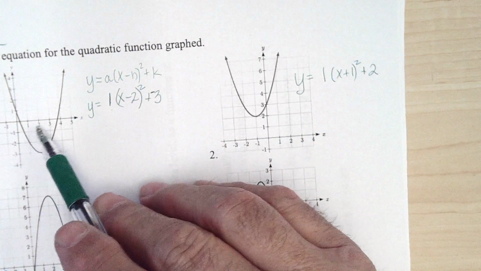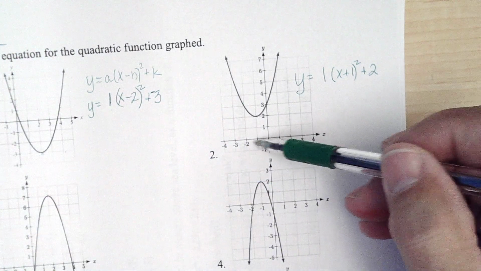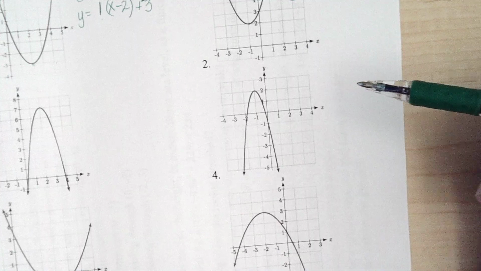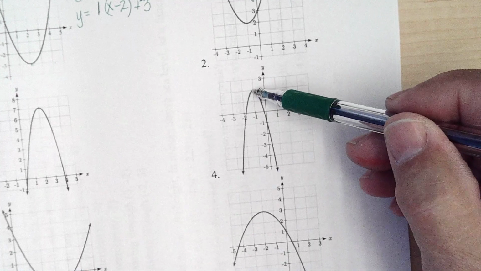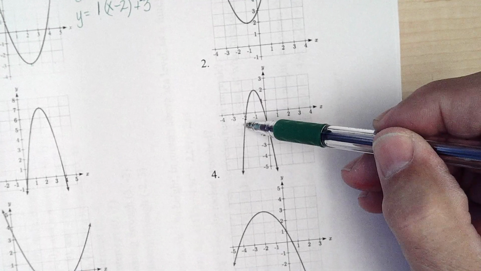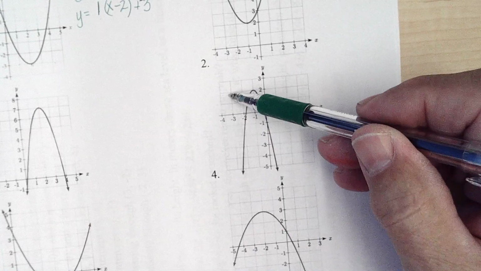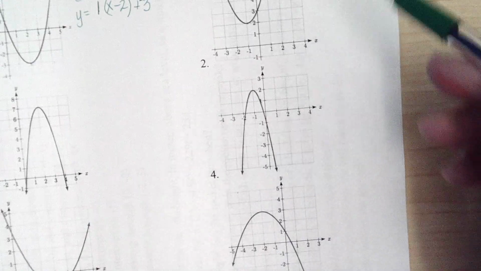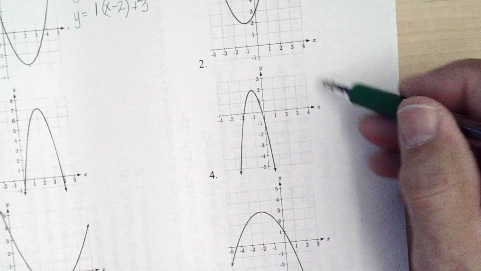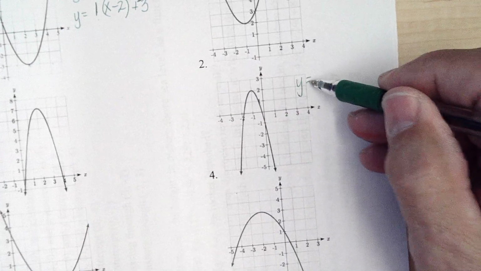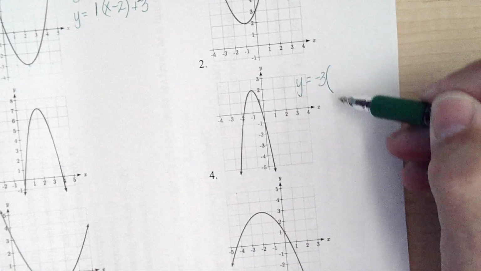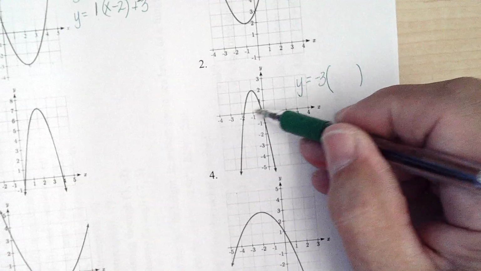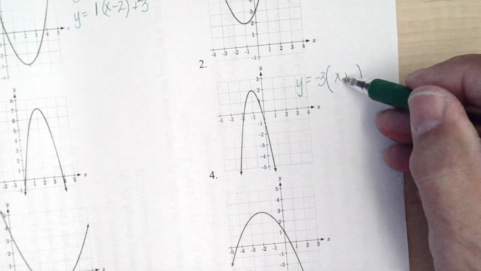This one was just moved sideways and down. This one's sideways and up. Now 4, if you look at it, if you go over 1, it's down 3. And 2, it's down like maybe 9. Like 3 times 1 and negative. So it's y equals negative 3 times, let's see, how much sideways was this moved? Well, it's moved minus 1, so it must be x plus 1.